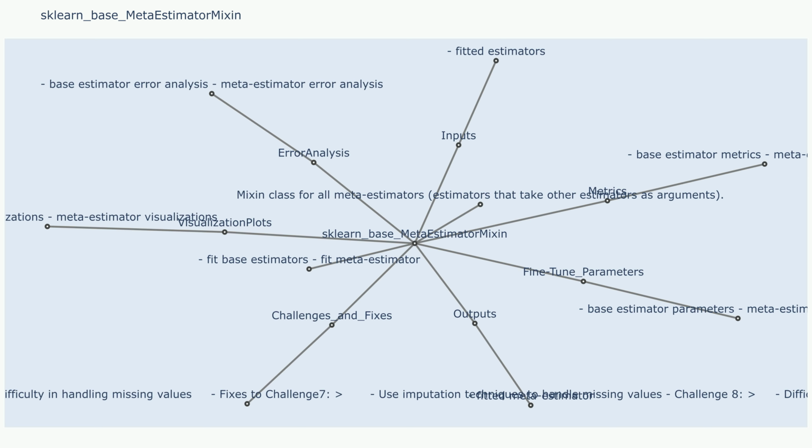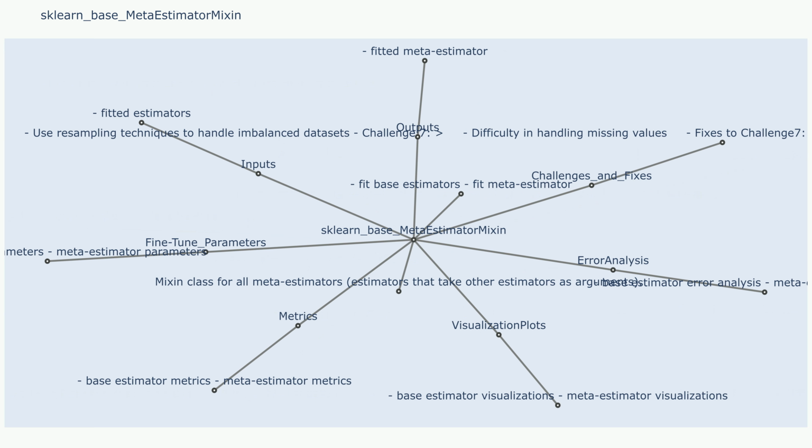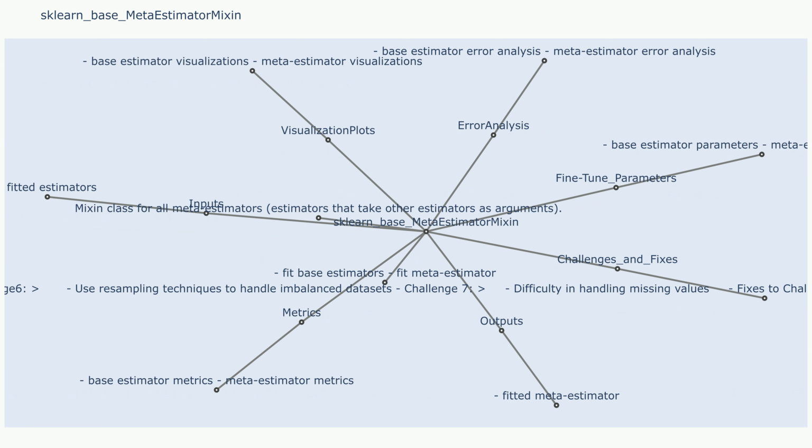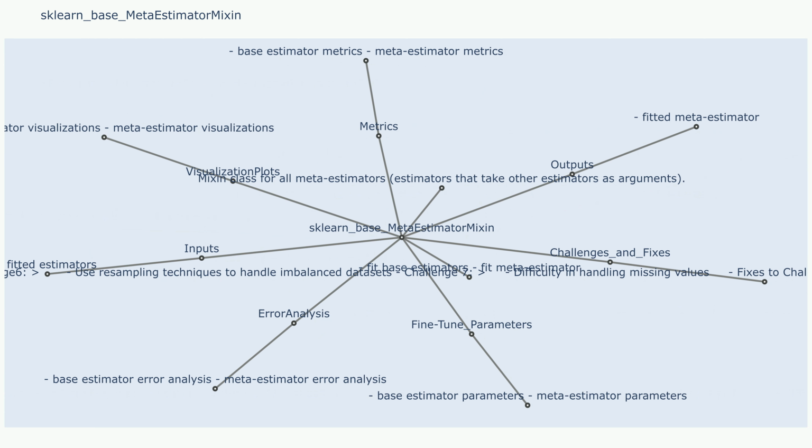sklearn.base.MetaEstimatorMixin. Description: the MetaEstimatorMixin is a base class that allows you to create your own custom meta estimators, which are estimators that wrap other estimators to enhance their capabilities. It provides the get_params and set_params methods, which are essential for implementing the fit, predict, and score methods of your custom estimator. Inputs: base estimator.